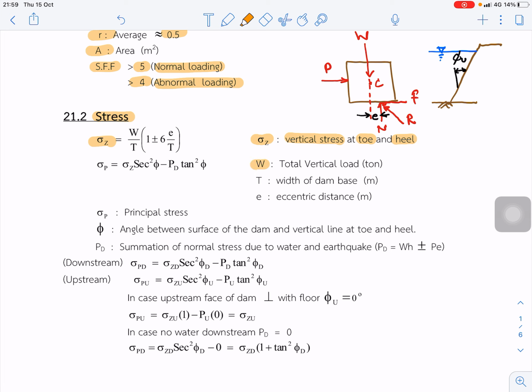And P is the total vertical load, and T is the width of the dam, and E is the eccentric distance. So E is the eccentric distance between the location of the resultant force and the location of the centroid of the object.